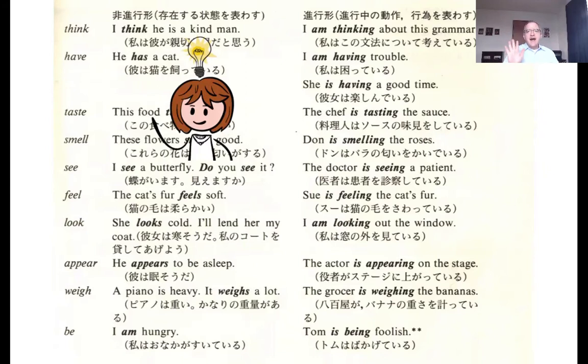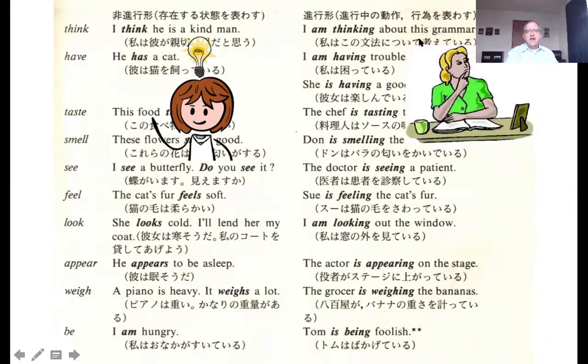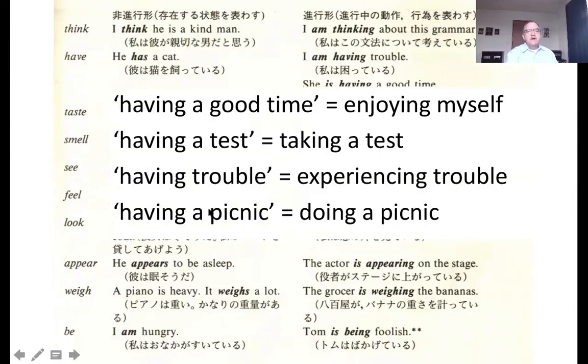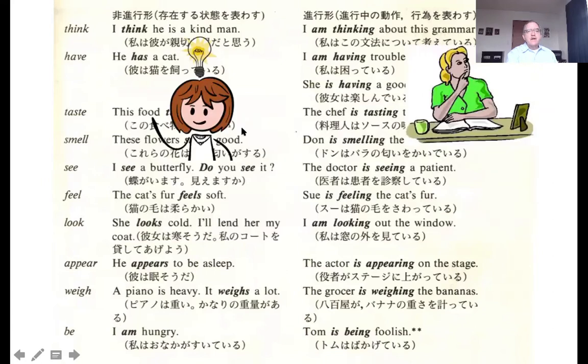So it's not active. Now this one on the right, I am thinking about this grammar. Okay, you can see this woman here. She's thinking very hard, and this is active. You actually use calories when you think actively. And so this is am thinking because it's an action. This is not an action. All right. Now we have, let me stop this just a minute.